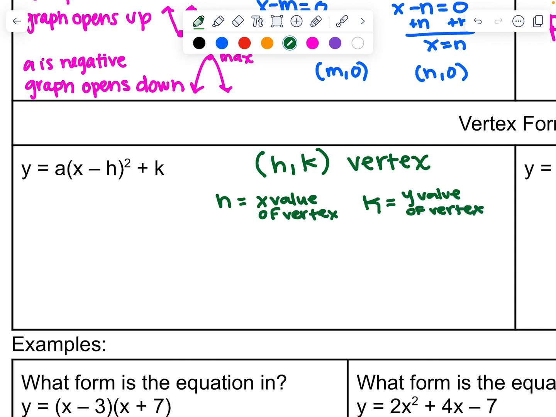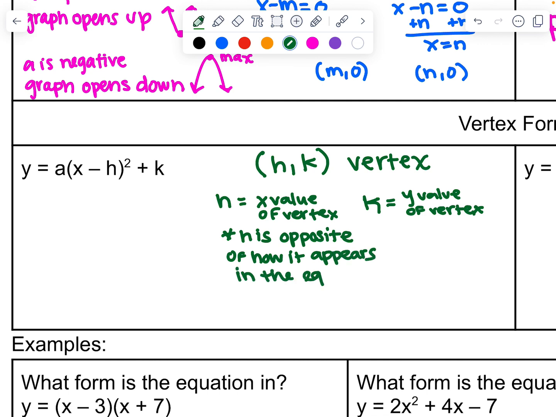Now, we also want to notice that in the equation, H has this negative sign in front of it. So when you're pulling the H value and the K value out of your equation, make yourself a note that H is opposite of how it appears in the equation. H is opposite of how it appears in the equation.